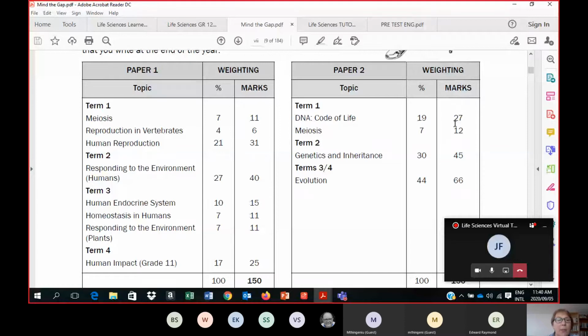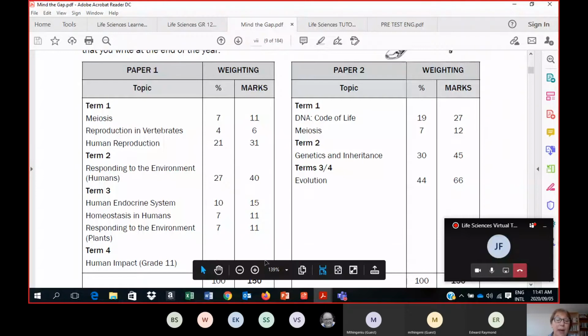So you will see, for example, that meiosis, which hopefully we will be able to cover today, is dealt with in paper 1, and it's about 11 marks, but then it is also in paper 2, where it's about 12 marks. Then in paper 1, we're going to be covering reproduction, so human reproduction and all the other reproductive strategies in other animals. Then we do responding to the environment, so that would be your nervous system and the eye and the ear, the human endocrine system, homeostasis, which is an important section, which we also did in grade 11, responding to the environment, but now we're talking about the plants, and then human impact in the environment, which you also did in grade 11.